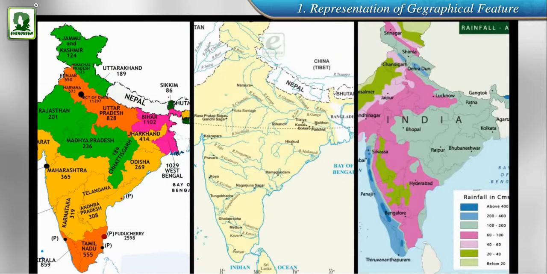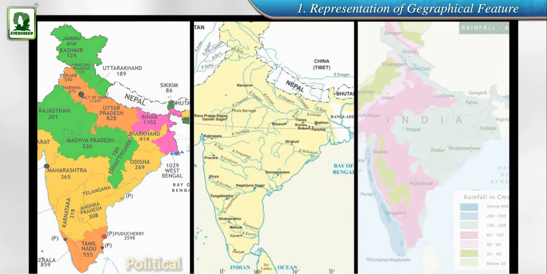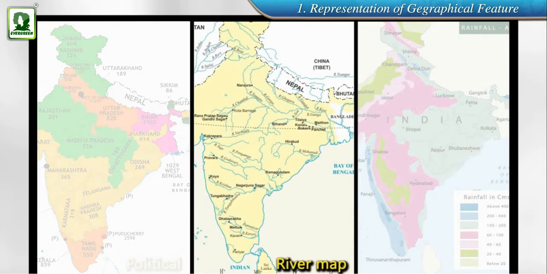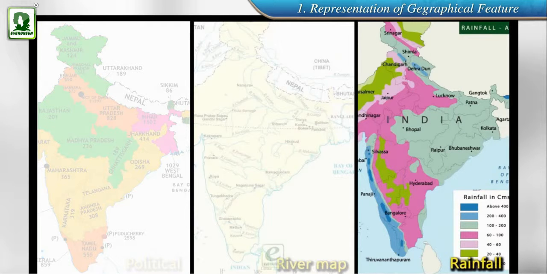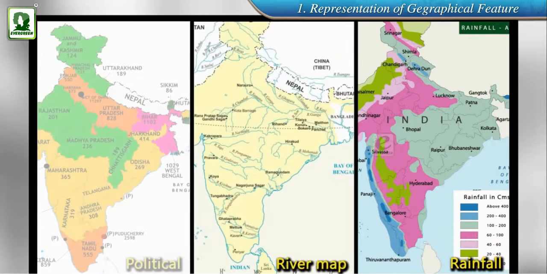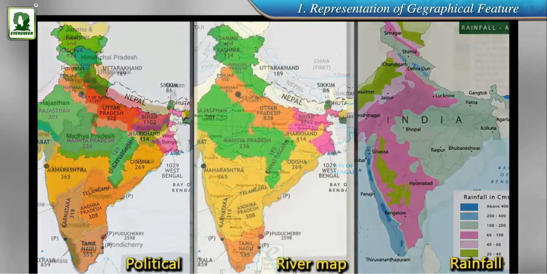Let's check it out. First map is the political map of India. Map in the middle is showing different rivers in India, and the third map is showing amount of rainfall in India. Thus, these three maps are maps of India only, but showing three different features of India. Thus, maps are not of a single type showing cities and states, but they also show different features.